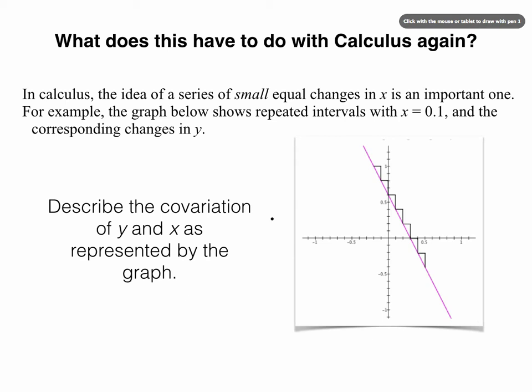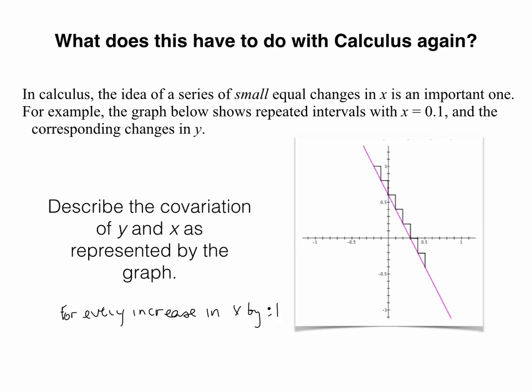Looks like it, yeah. So for every increase in x by 0.1, y decreases by 0.2, right? Great. Okay, so taking this and combining it with what David said, we could actually compute what this constant rate of change is, right? How would I do that? How do I find the constant rate of change?